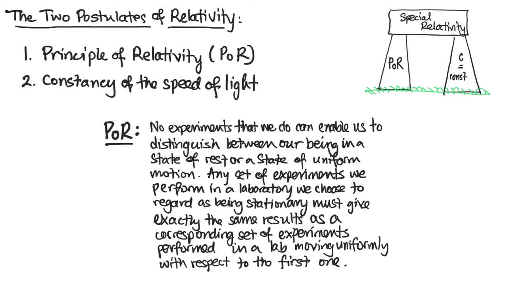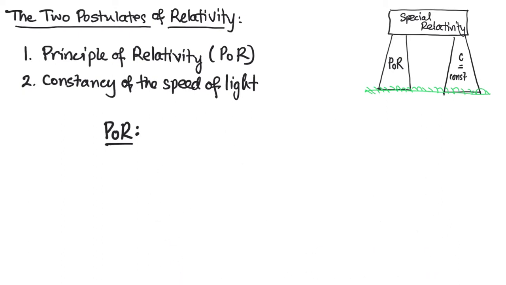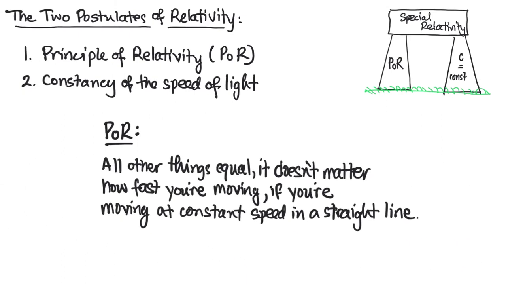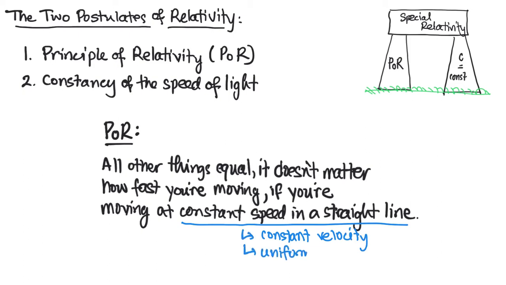And here's another way of saying essentially the same thing. All other things being equal, it doesn't matter how fast you're moving as long as you're moving at a constant speed in a straight line. One reason I like this way of saying it is that it gets rid of a lot of the jargon and terminology. If you wanted to introduce some terminology, we could recognize that constant speed in a straight line is another way of saying constant velocity, and is also equivalent to saying uniform motion.